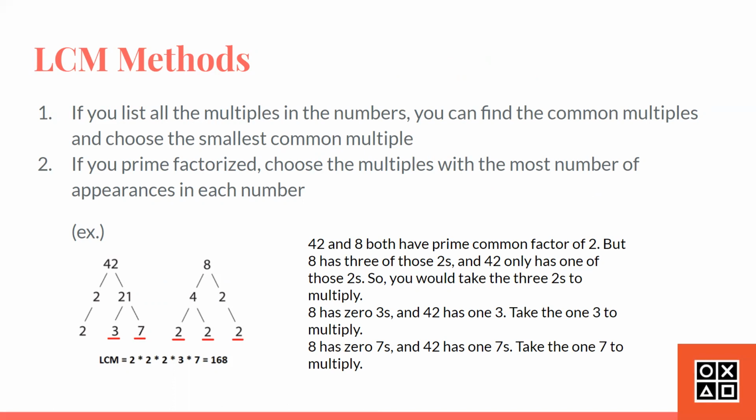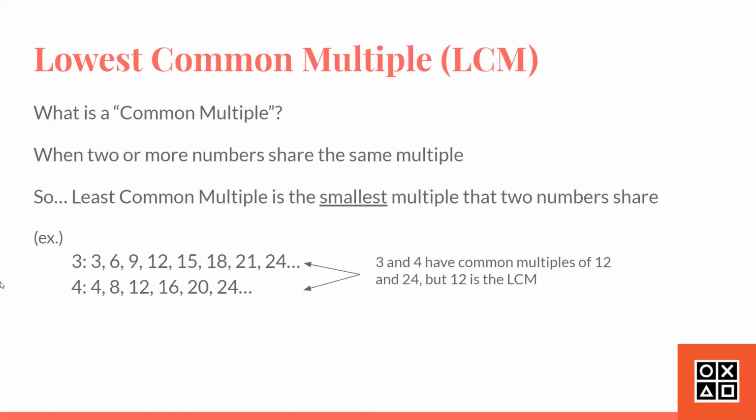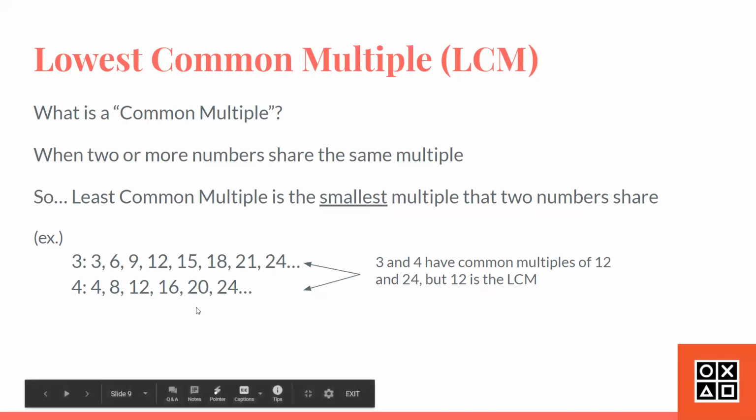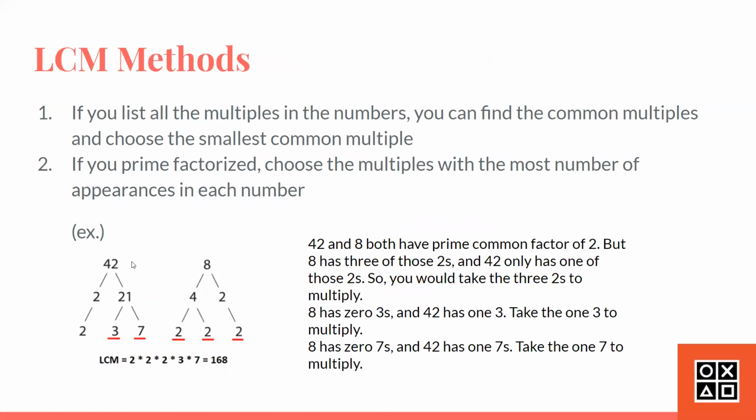This is what we've done before, listing them out like this. Here we have the multiples of 3 and 4. That's what you can do, and then you can find the common multiples in both numbers. However, if you have larger numbers that are more complex, you can use prime factorization. If you prime factorize, you choose the factors with the most appearances in each number.